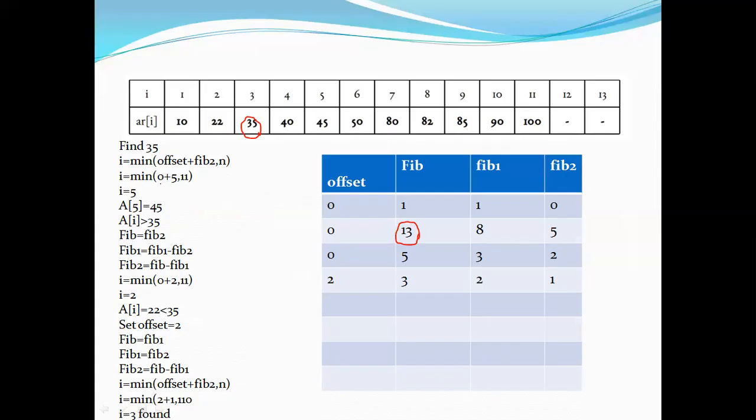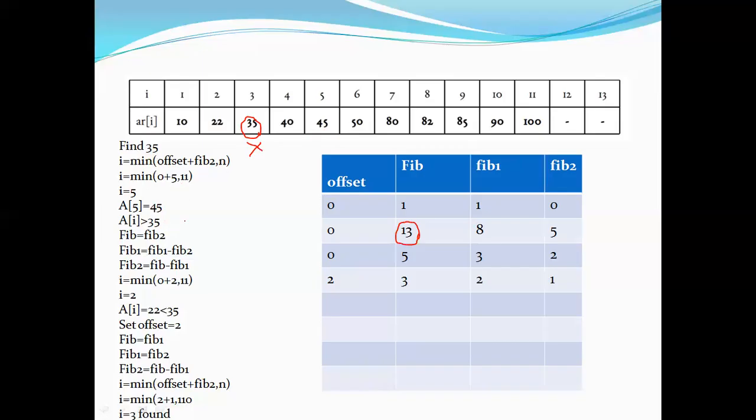I is equal to minimum of offset plus fib2, that is 0 plus 5, comma 11. So I value is 5. What is A of 5? It is equal to 45. So 45 is greater than 35, the element we want to find out, here it is X. So A of I is greater than 35.